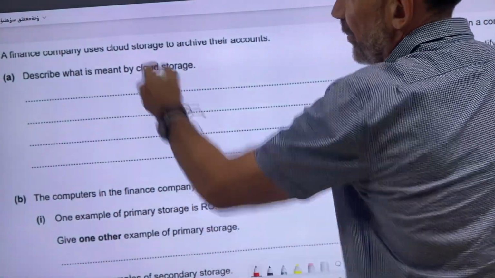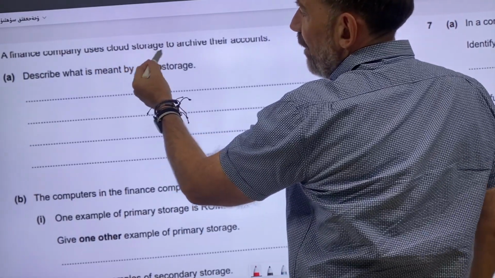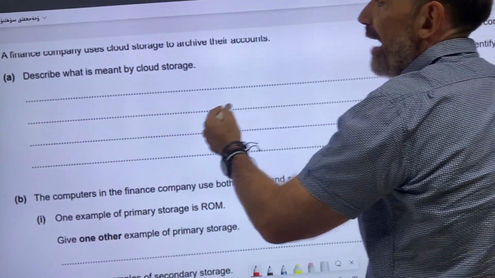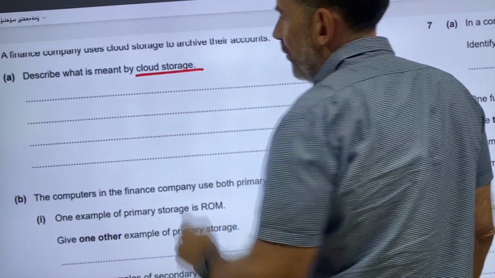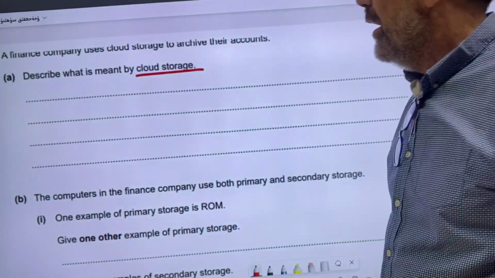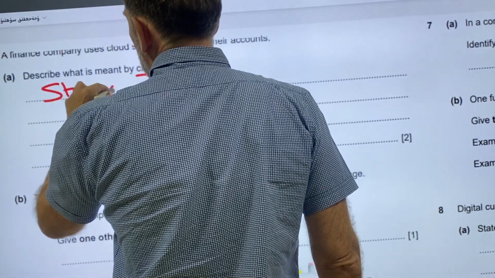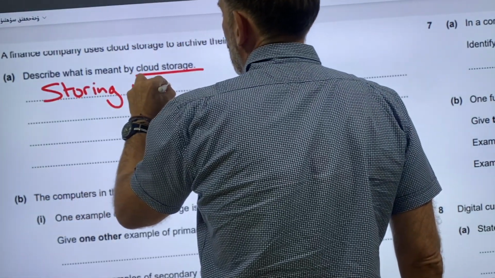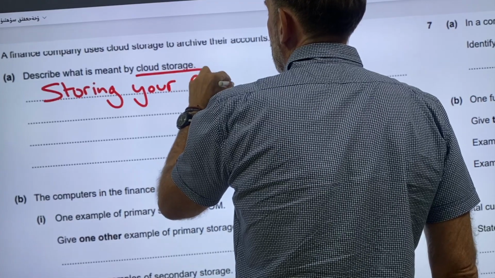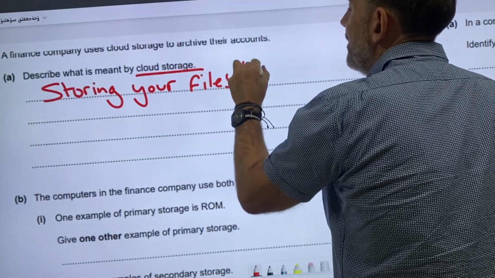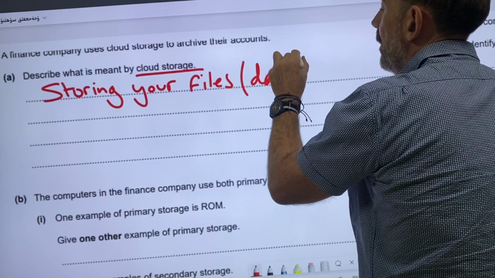Okay, what's happened there? A finance company uses cloud storage to archive their accounts. Describe what is meant by cloud storage. Okay, storing your files, data remotely.